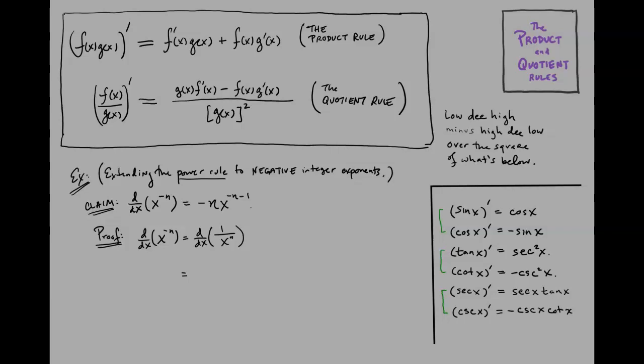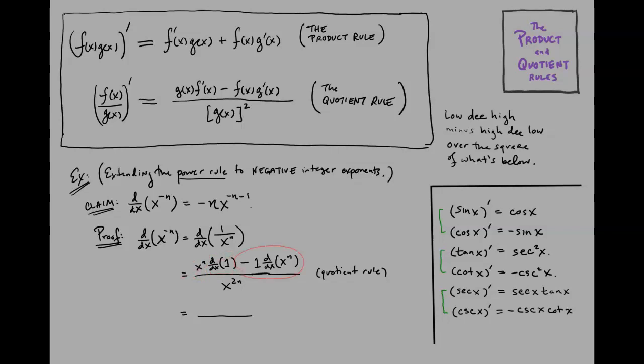When I apply it, I get low d high minus high d low over the square of what's below. I actually like to fill in the bottom first because that's the easiest part. When we square x to the n, of course, we get x to the 2n. As for the top, we get this stuff. That is our low d high minus high d low that the quotient rule gives us, and it simplifies considerably. Once again, this first term disappears because we have the derivative of a constant function, which is 0. That whole term is gone.